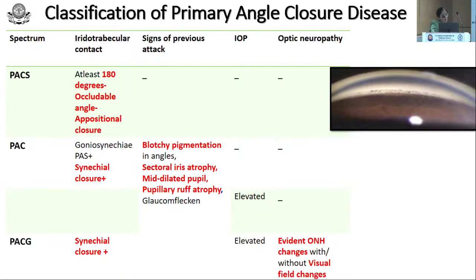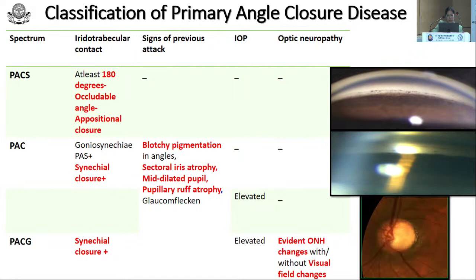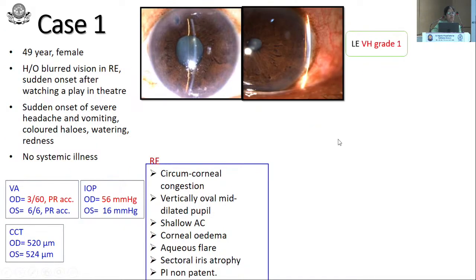As we all know, classification of primary angle closure disease includes primary angle closure suspect, at least 180 degrees occludable angle; primary angle closure, goniosynechiae, peripheral anterior synechiae, synechial closure, along with signs of previous attack and with high IOP. Primary angle closure glaucoma includes synechial closure with elevated IOP with evident optic nerve head changes with or without visual field changes. So I would like to discuss the management with 3 case scenarios.